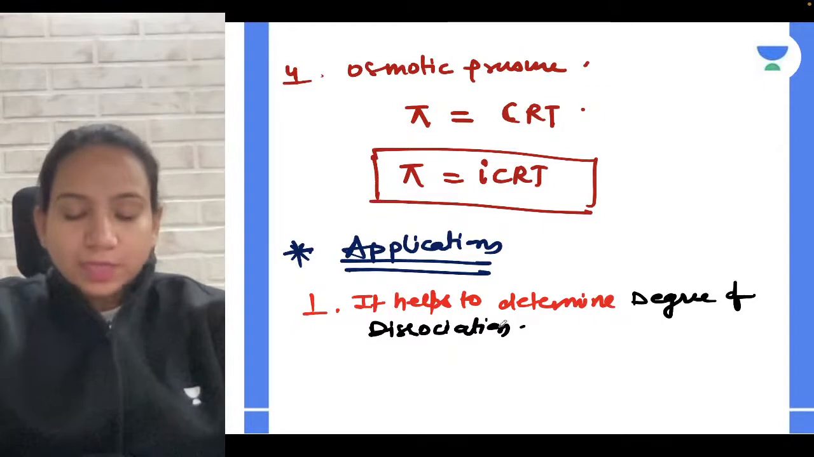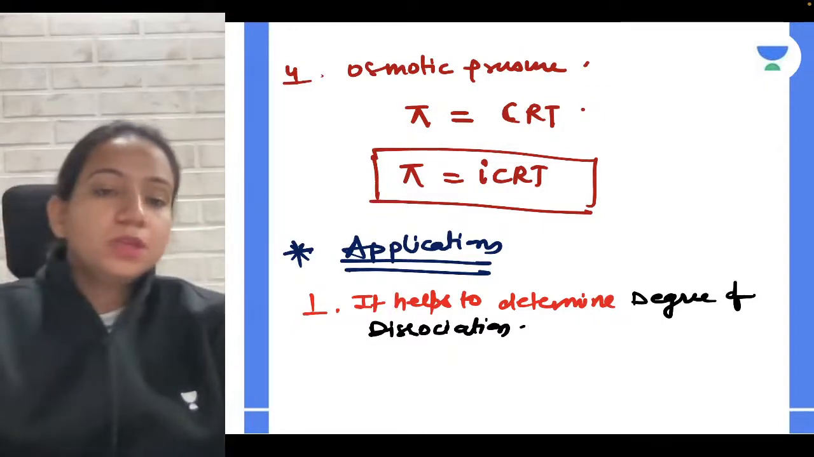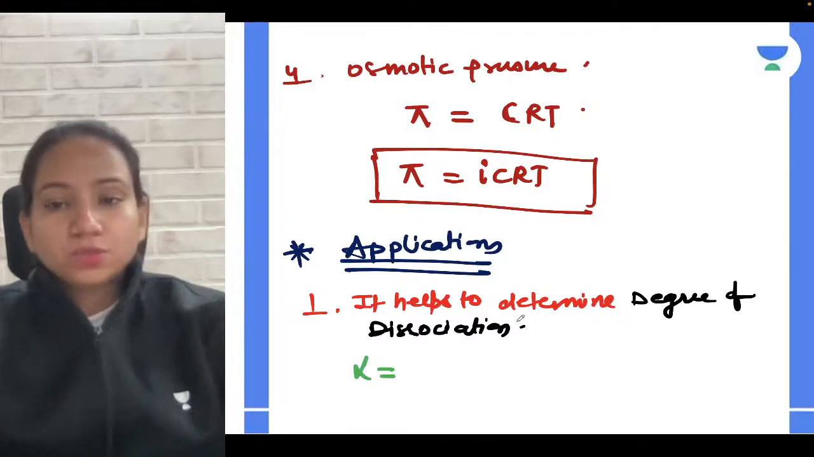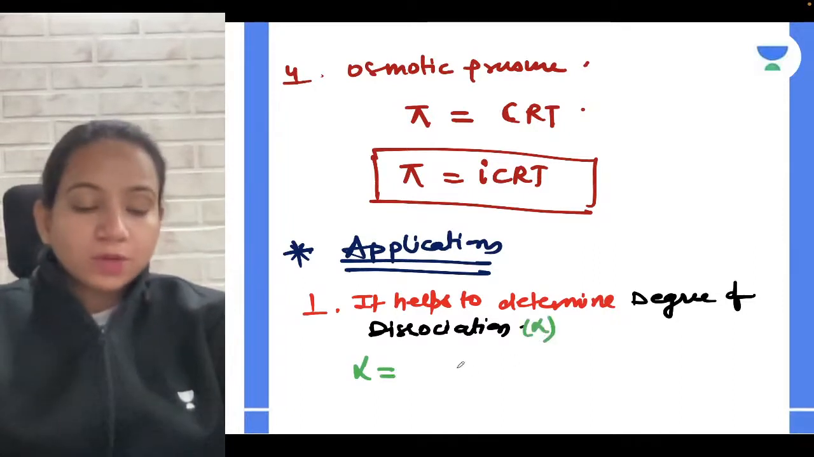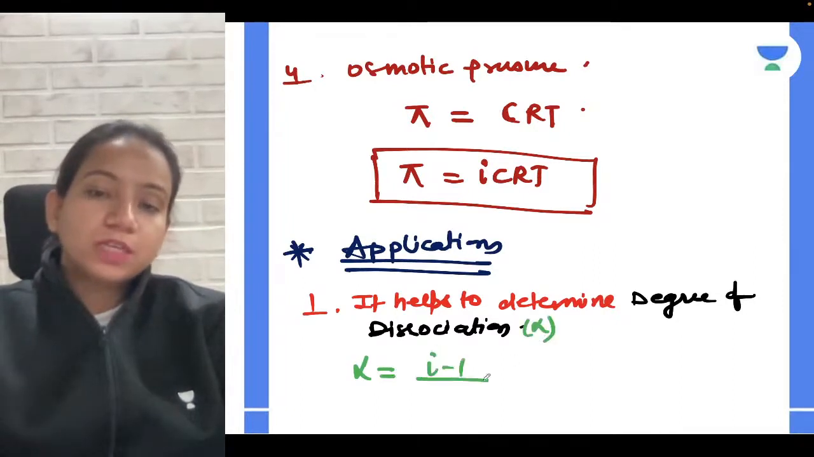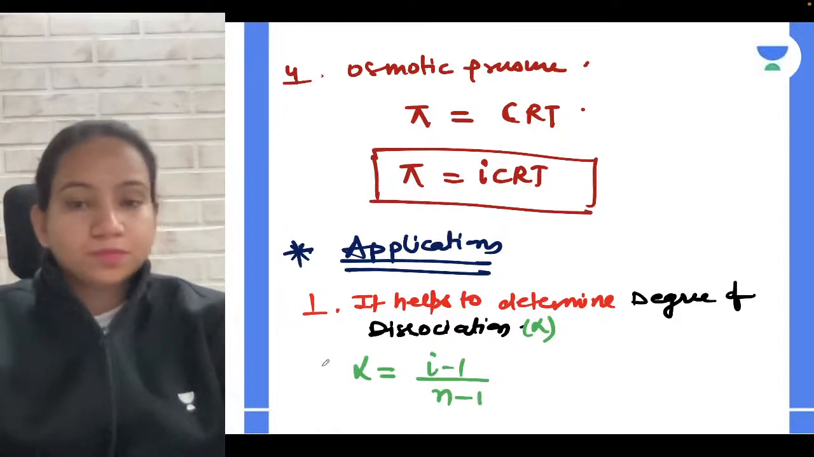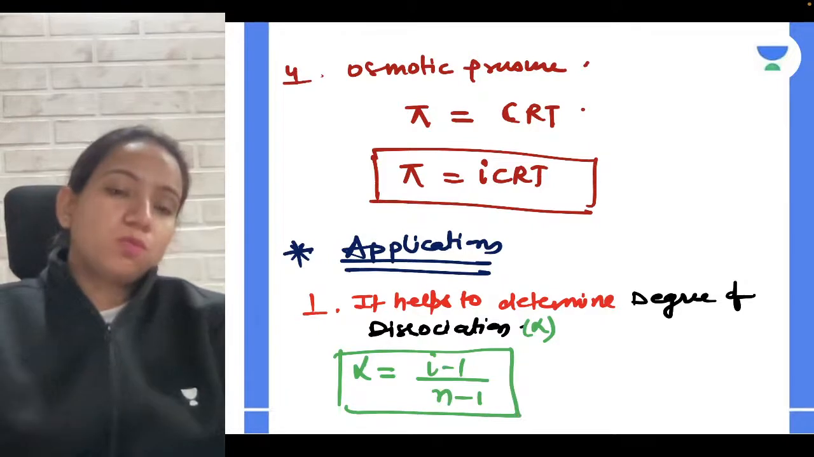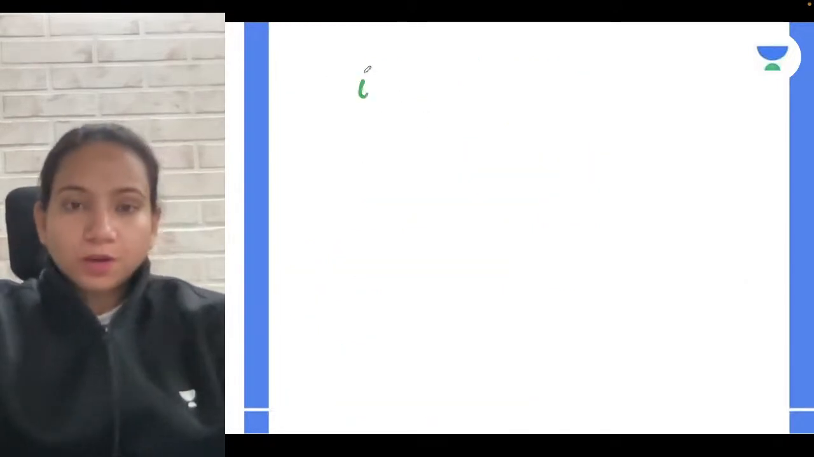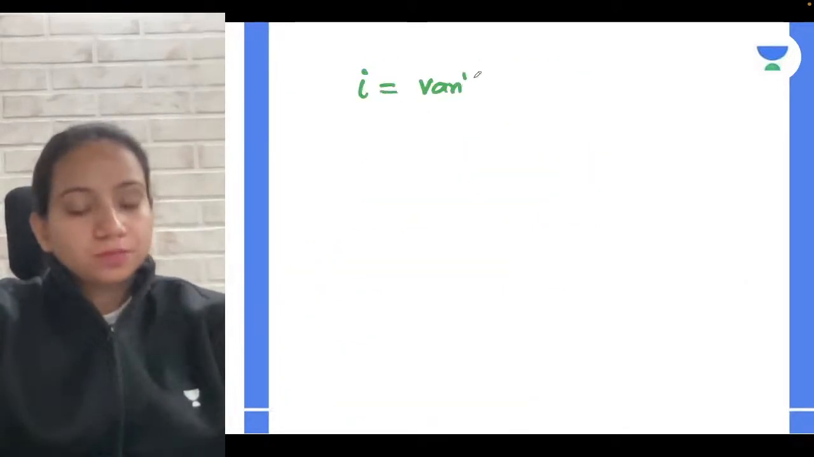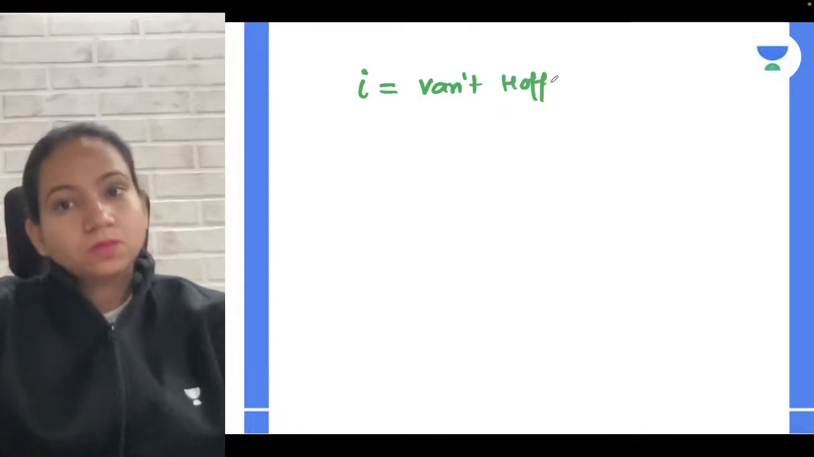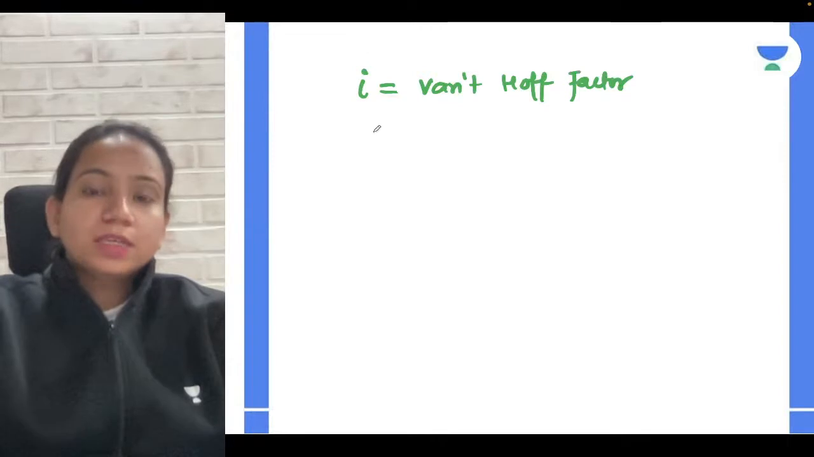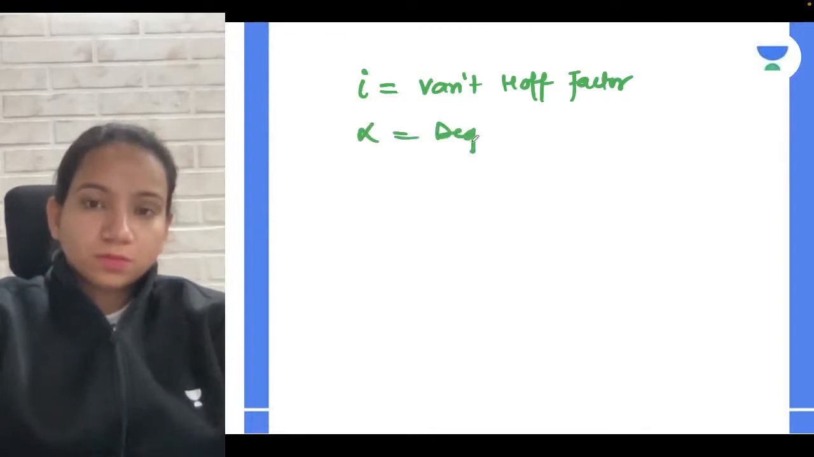Okay, how can we get the degree of dissociation? It's very simple. There is a formula with a small alpha. Alpha is the degree of dissociation. How do we find it out? Alpha equals i minus 1 divided by n minus 1, where i is the Van't Hoff factor. So what we have to know is what the terms are over here. i is the Van't Hoff factor, and alpha is the degree of dissociation.